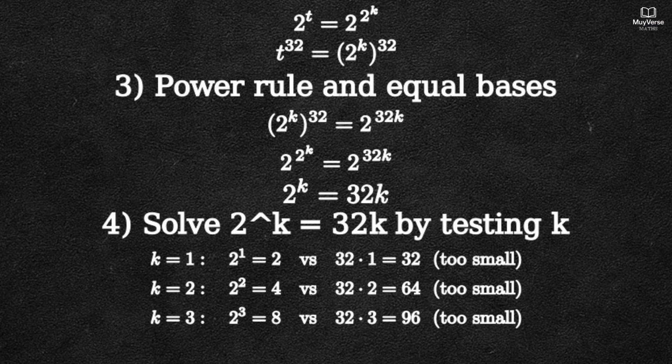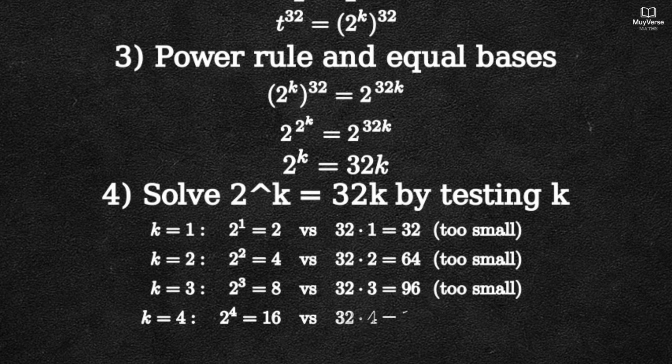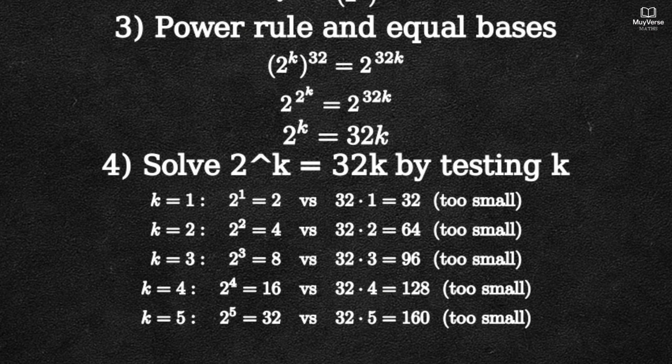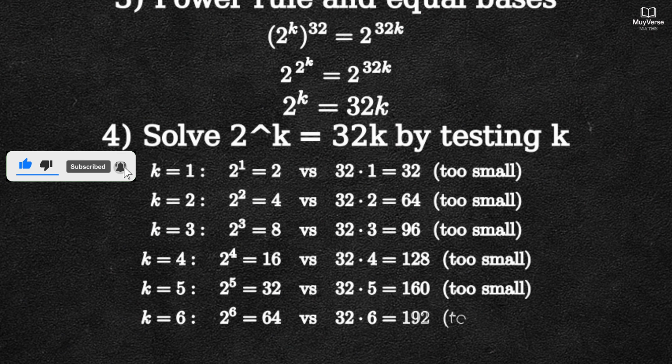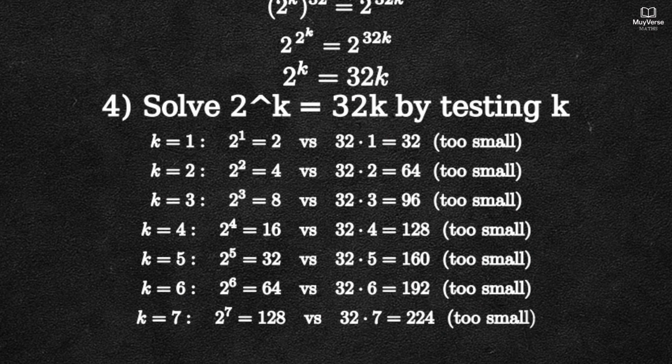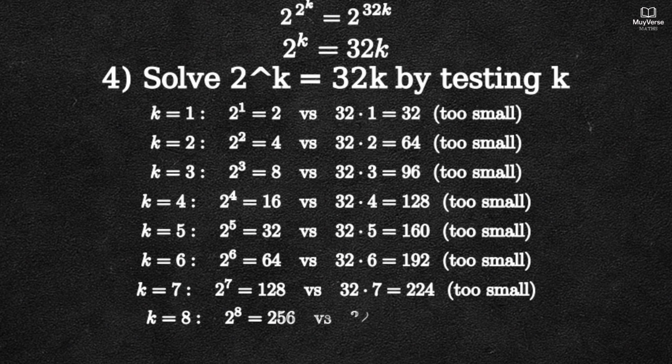k equals 5. 32 versus 160, too small. k equals 6. 64 versus 192, too small. k equals 7. 128 versus 224, too small. k equals 8. 256 versus 256, match. Therefore, k equals 8.